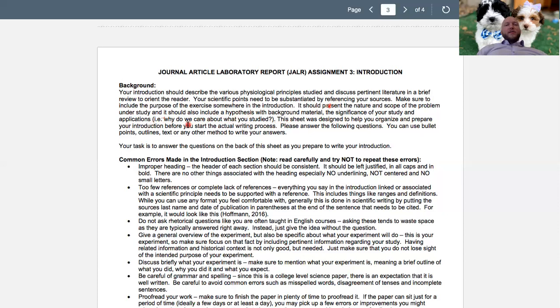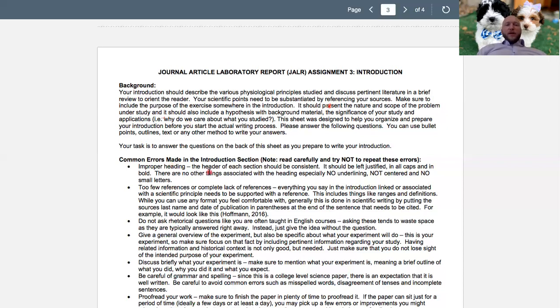Again, orient the reader, give them the information they need to get through the rest of this paper and understand it. Let them know why you're doing this experiment, why you're writing this paper. What do you hope to learn? Why is what you hope to learn important? And then state your hypothesis. If I do this, then this will happen because of this.